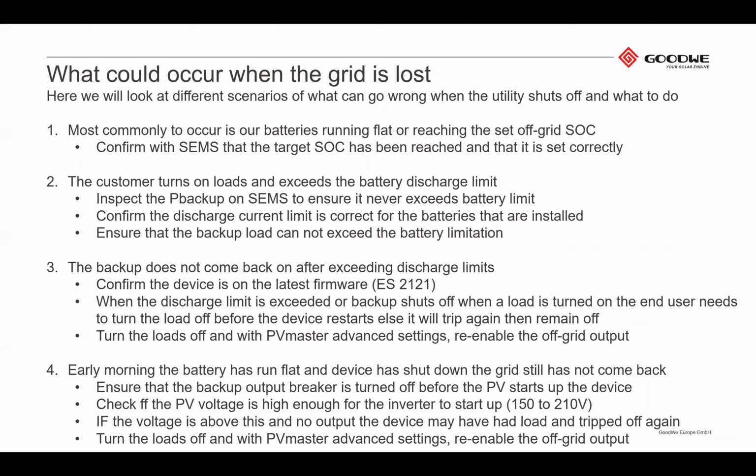That restart time is normally around 5 minutes. So should they see, oops, I put the kettle on, it tripped the device off, they should switch the kettle off, wait for the device to restart, and then it should be fine. But if they don't switch the load off and it trips and trips again and is now off on a serious error, then the only way to get it back on during that outage is with PV Master, in advanced settings, to re-enable the off-grid output.